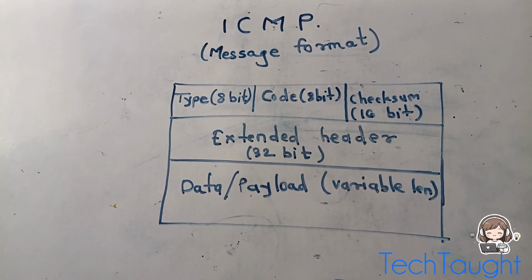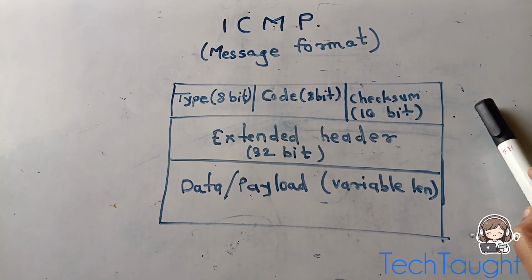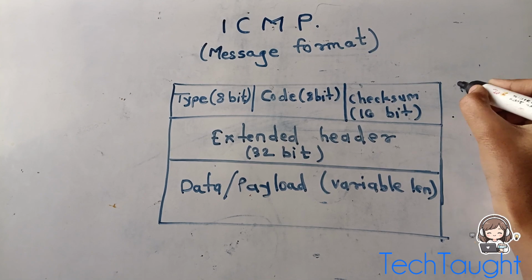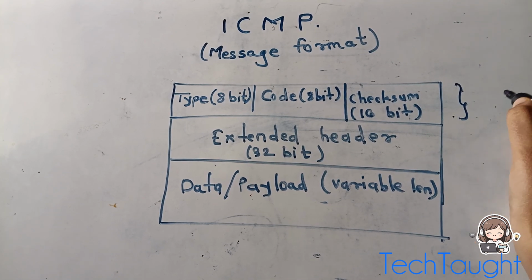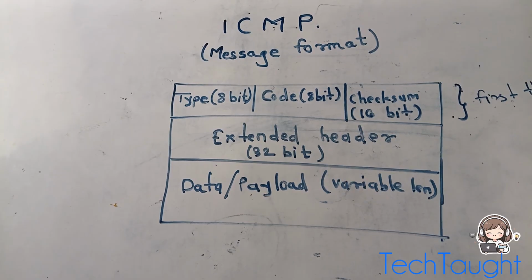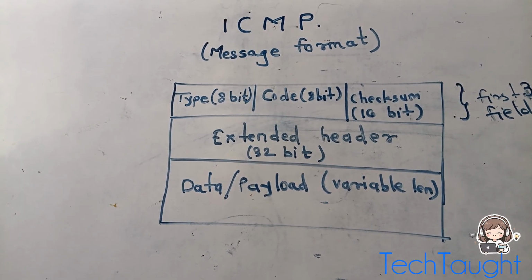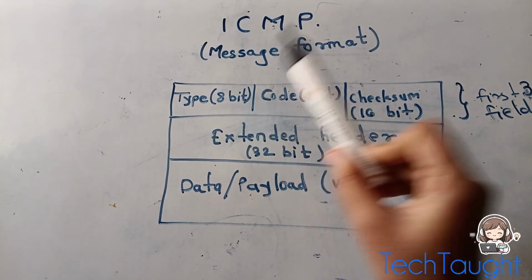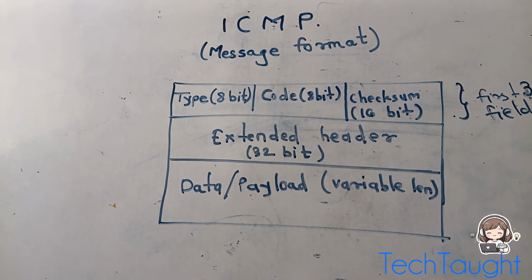So the first is the type. These first three fields make up 32 bits. The first is the type, of 8 bits. The initial 8 bits of the packet are for the message type.